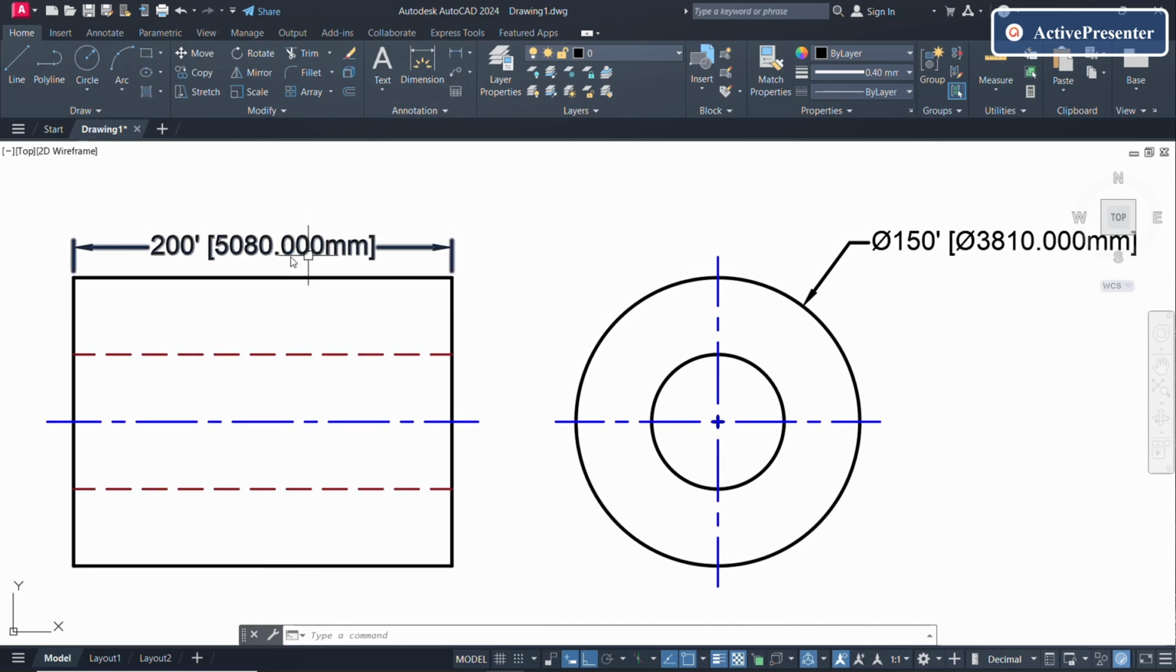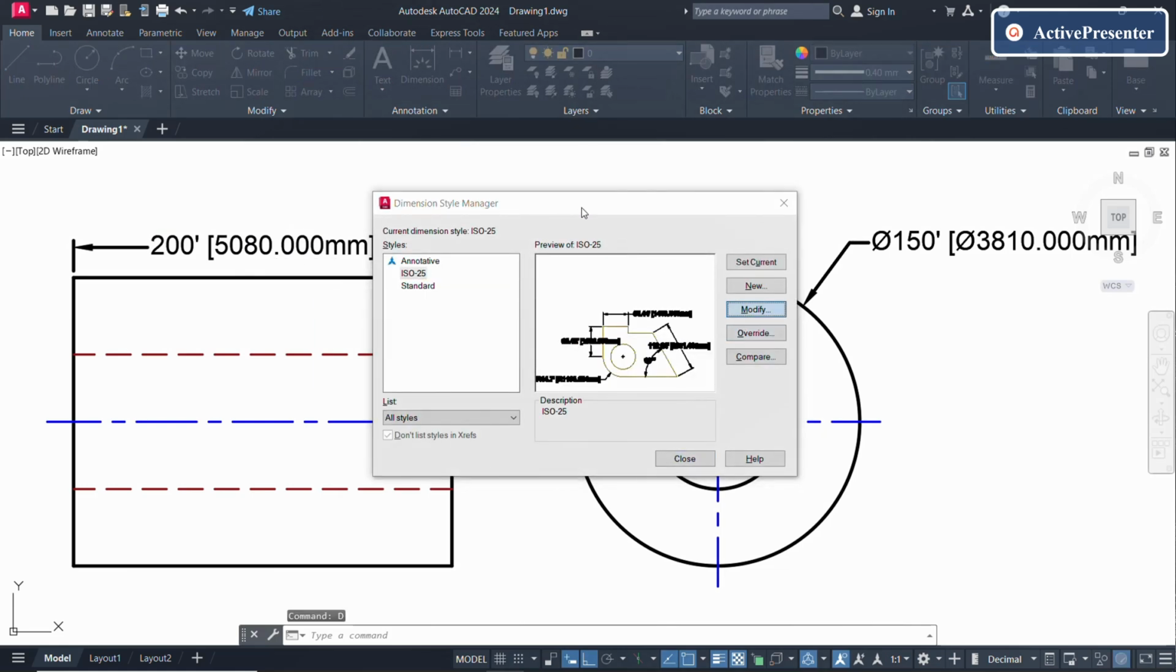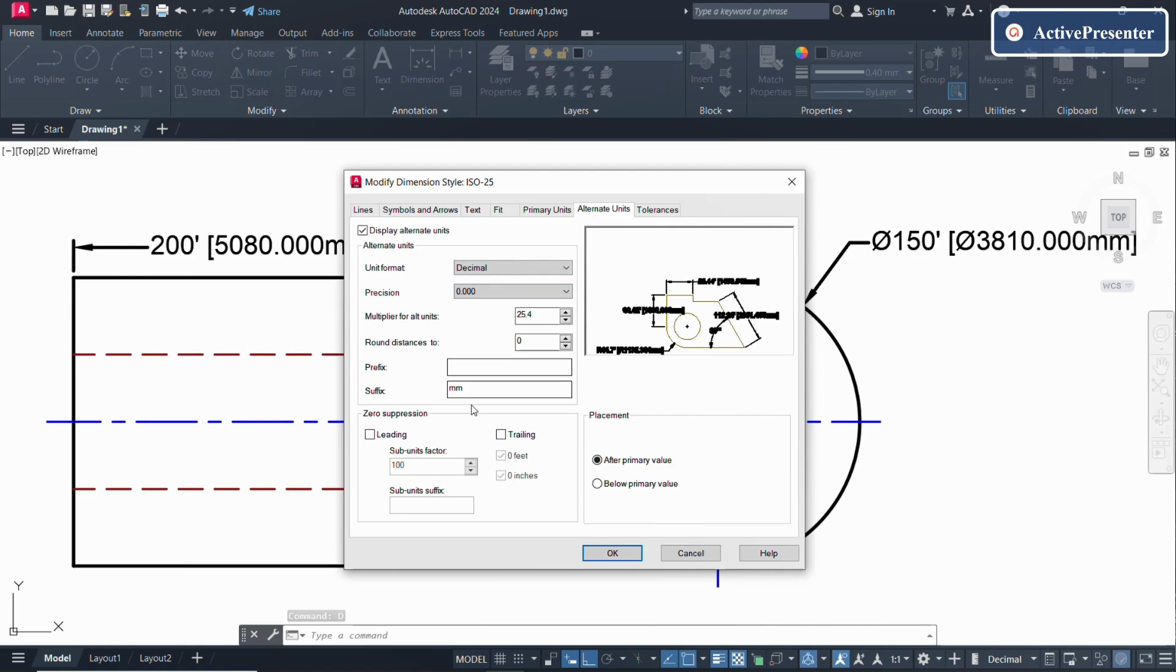Now we have to remove this unwanted zero. Dimension style, modify, alternate unit, trailing zero active, and okay.